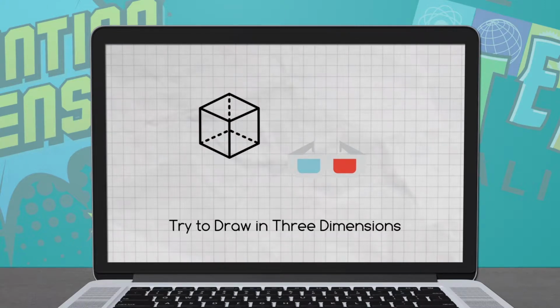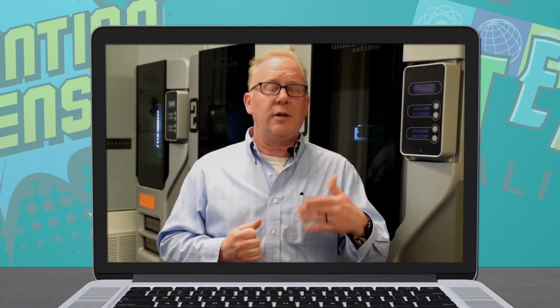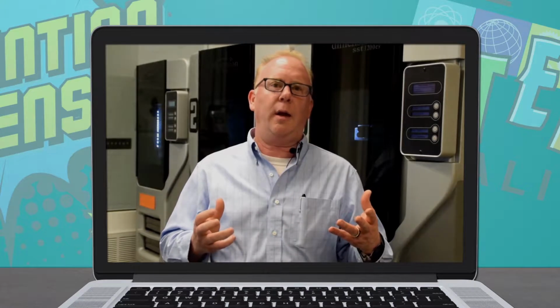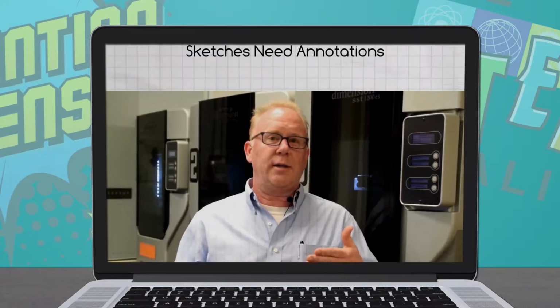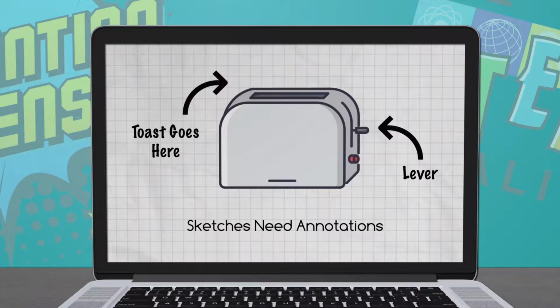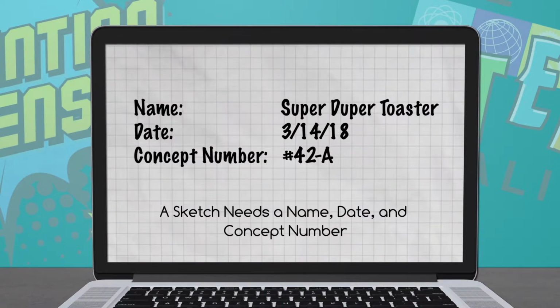We try to get our students to draw in three-dimensional views, in perspective views, because while designers are trained to look at orthographics, front, top, and right side, and make the cognitive leap to what that will look like as a three-dimensional object, it is a refined skill, but most of their audience doesn't have that ability. So by drawing in perspective, we give them a better sense and a better ability to understand the drawing. The drawing needs to have annotations that help us understand its features and functions. What will this toaster do? How do I interact with it? Where are the points of interaction that make something else happen? It needs to have name, date, and concept number.